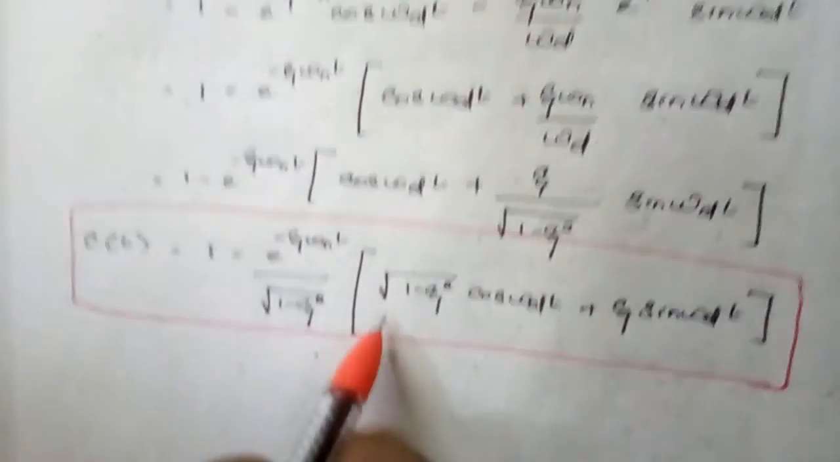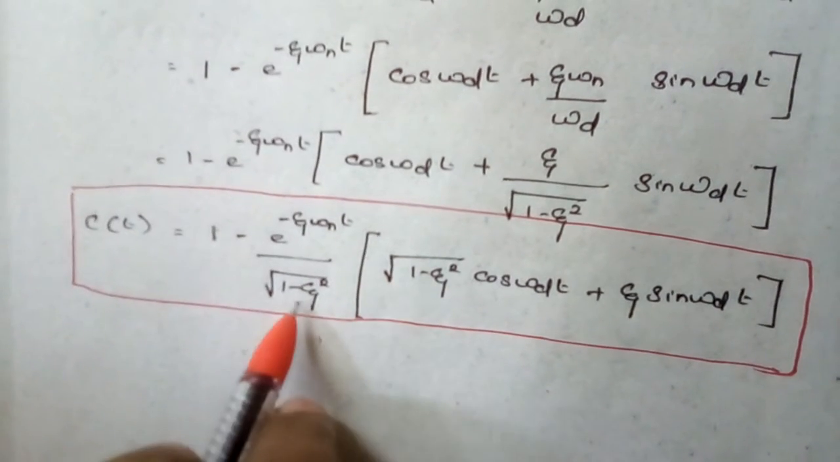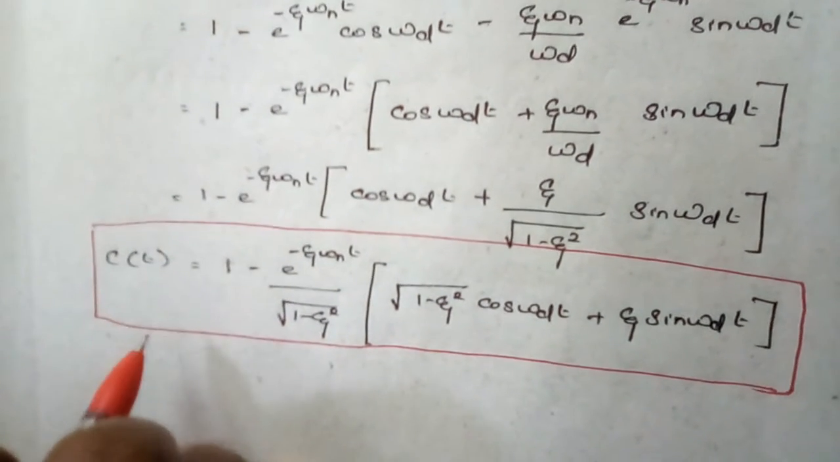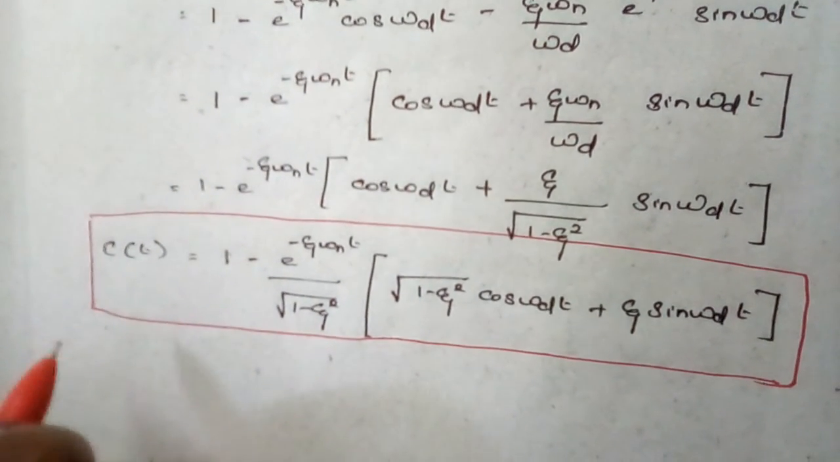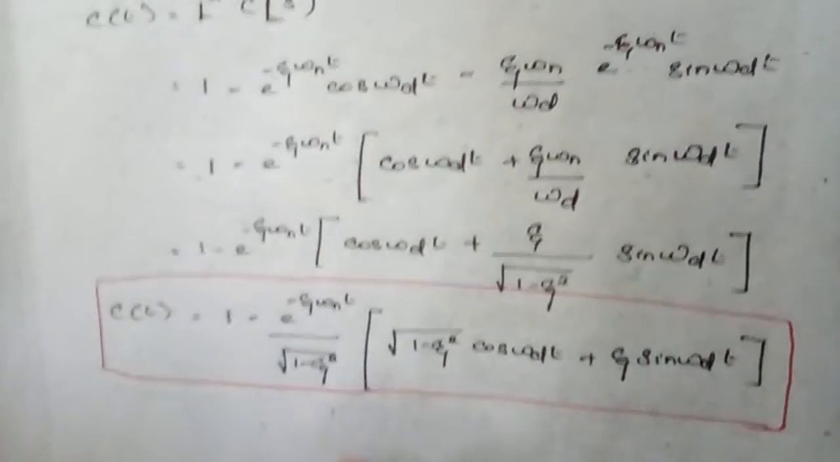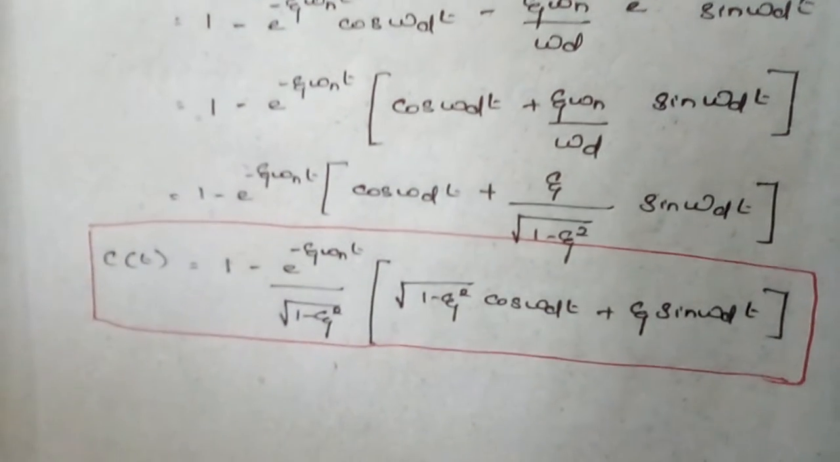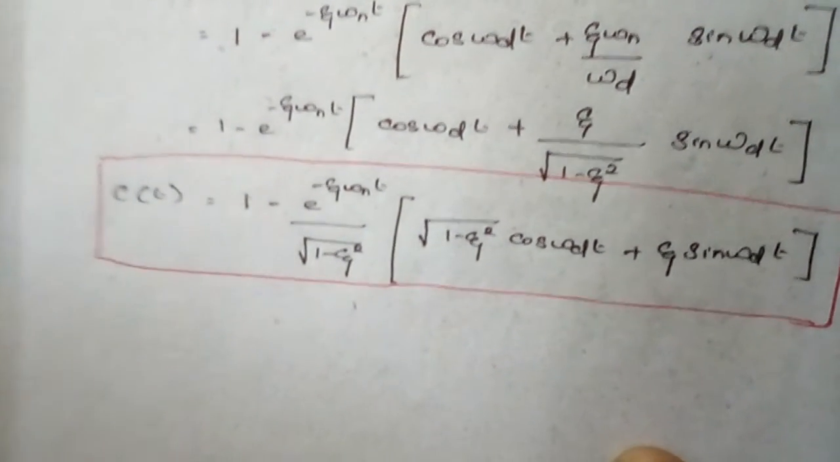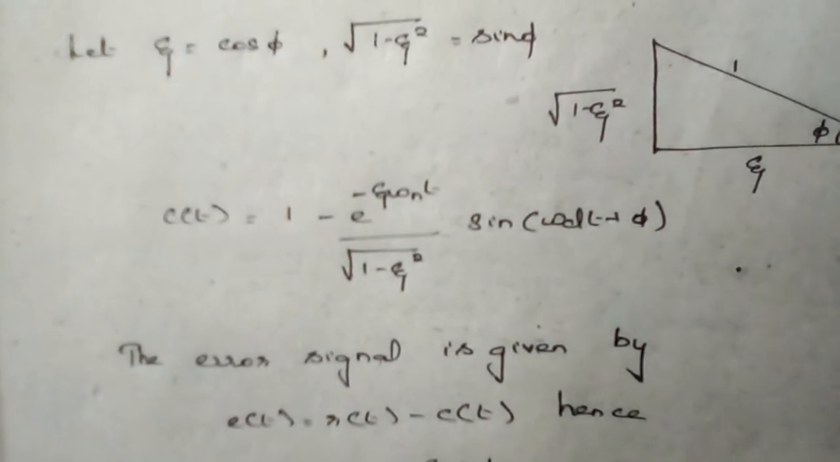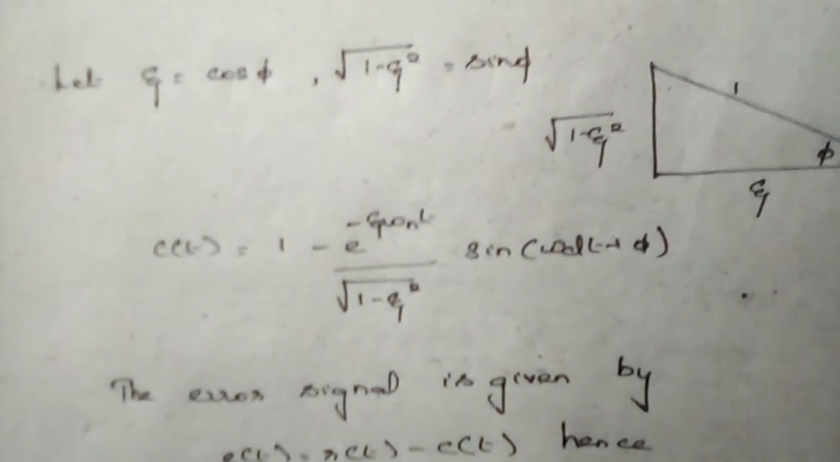Cross multiplying, I get the expression here, and taking this term as common, I get the time response of the second order system with the step input r(t) equal to 1 and R(s) equal to 1/s. This is the expression. With this expression, we need to analyze the time response. For analyzing the time response, I am considering this case, and I have also plotted the response of the second order system with the step input.